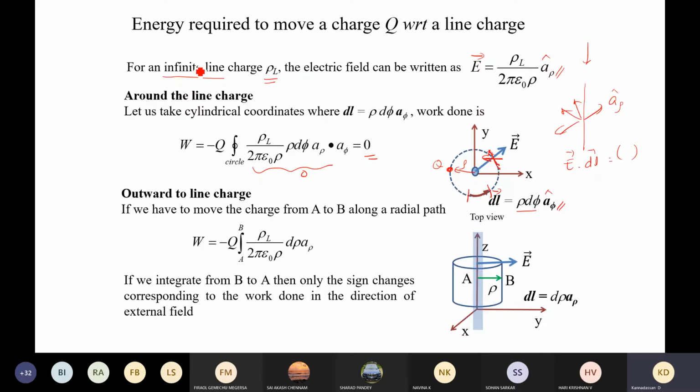So this is what happens when the charge is moving just around the line charge, if it is moving in the radial direction, which is going out of that.